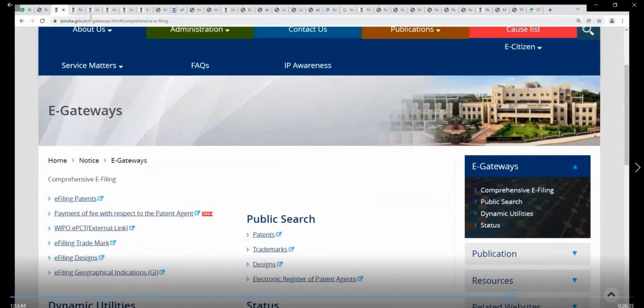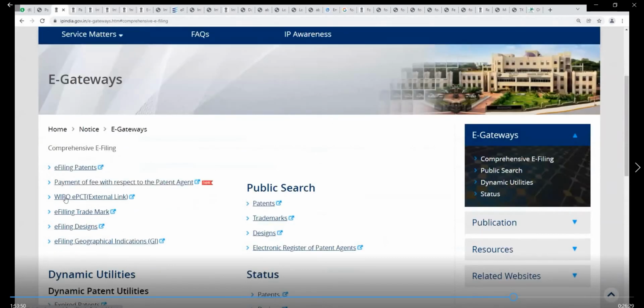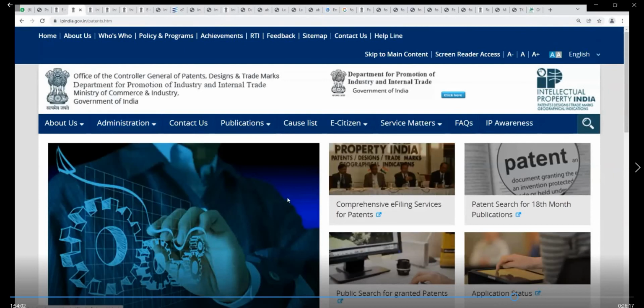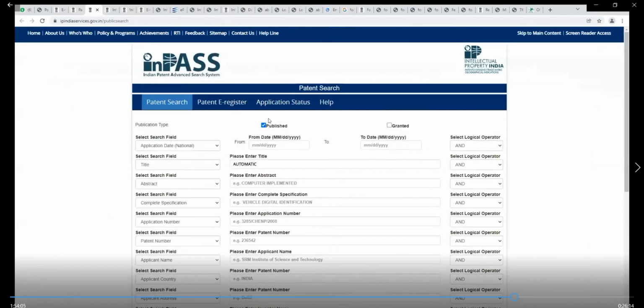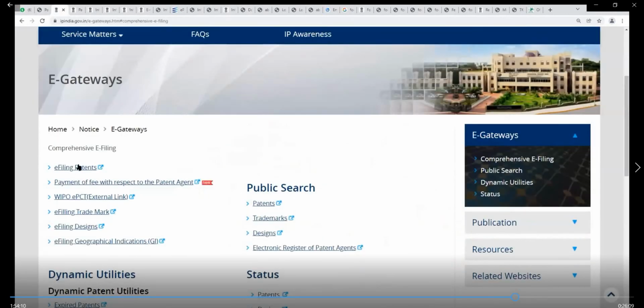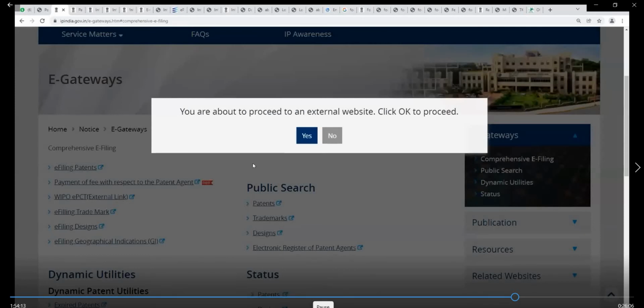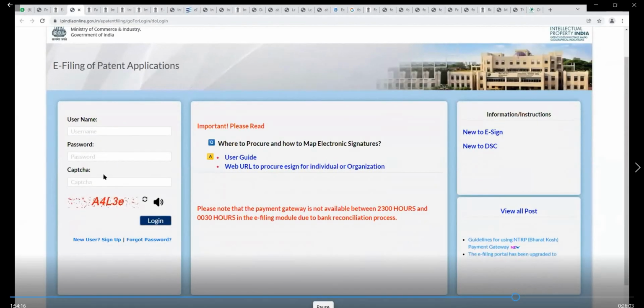So this is the single gateway of IP India. This is the single gateway for e-filing of patent, payment of fees, WIPO PCT filing, e-filing for trademark, e-filing for design, and e-filing for geographical indication. When you go over here, these are the patent comprehensive e-filing services. Then this is the search for the patent. If I click e-filing of patent, it takes me to an external site. This is the e-filing application. We have to create a new user. Once you create an ID and password, step by step, we can file our application ourselves.